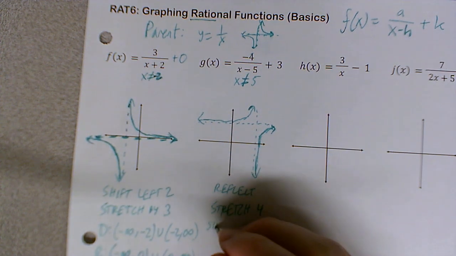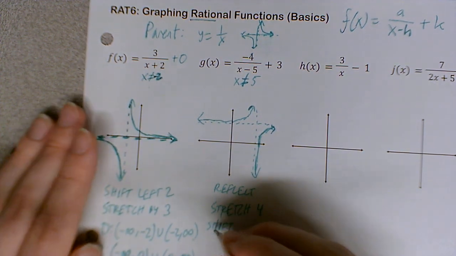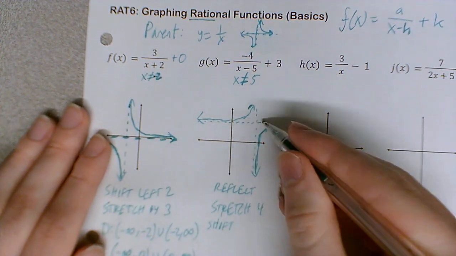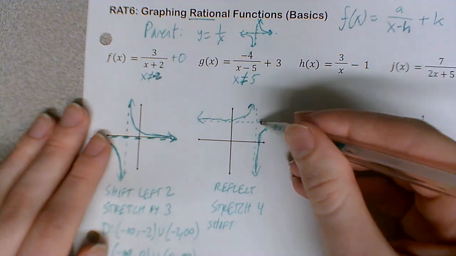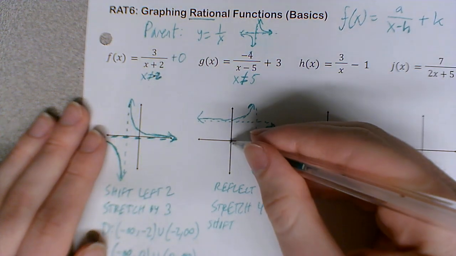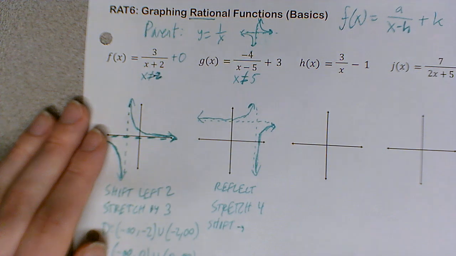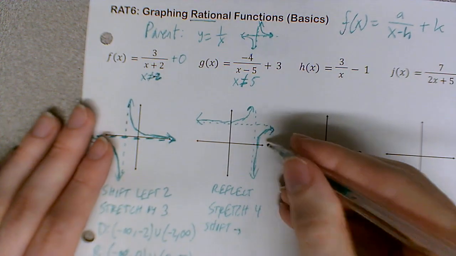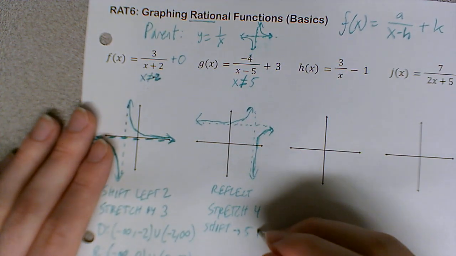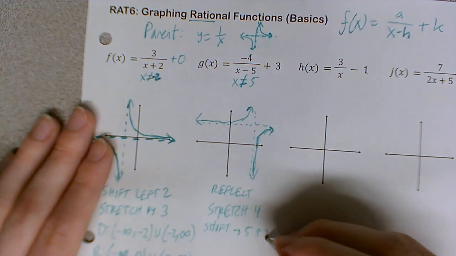And it's shifted away from the center. It's shifted this way and this way. Right? It's shifted over here. So it's moved this way. It's moved to the right, which we can abbreviate with an arrow. It's moved to the right. How many? It's moved to the right 5. It's moved up. How many? It's moved up 3.